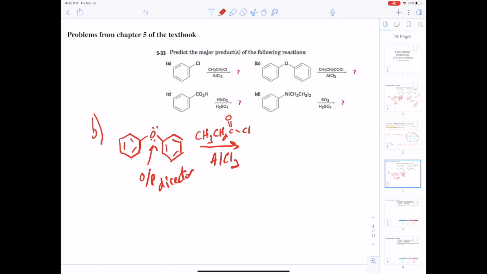So let's work with the ring on the left. Where will this group go? Will it go ortho or para? So let me draw para. So I put a para. That's para plus ortho 2. So I could put an ortho to the oxygen. Ortho would be right here or to the other side. There's two ortho positions.